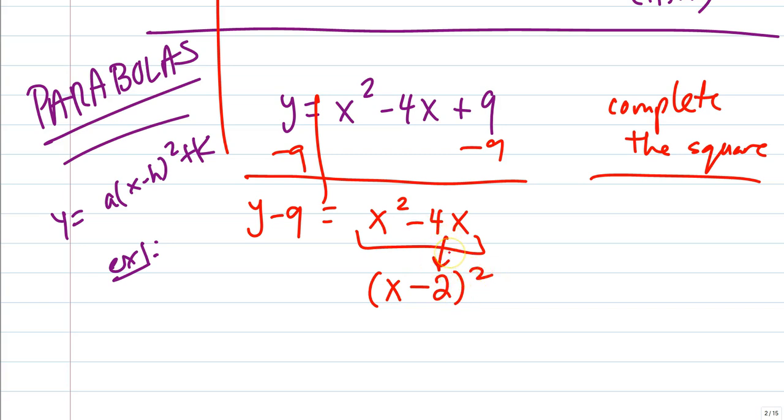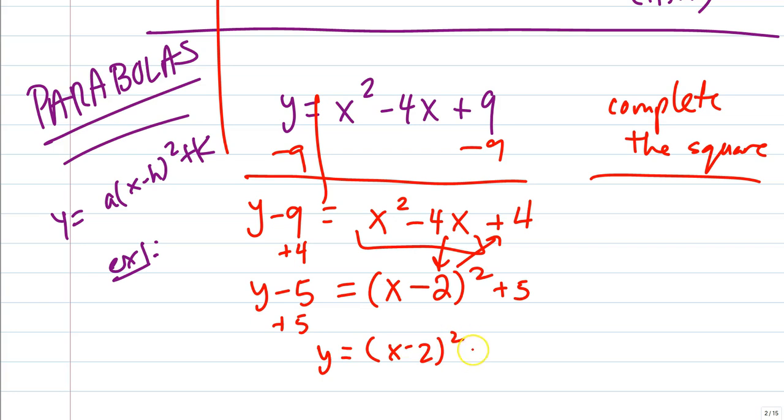Remember, it's that number cut in half. If we were to distribute that out, we would get x squared minus 2x minus 2x, which makes minus 4x, and negative 2 times negative 2 would give us plus 4. This needs that 4 to complete the square. Okay? If we add 4 on one side, do it to the other, so we end up with y minus 5 is equal to, once we add the 5, we get y is equal to (x minus 2) squared plus 5.